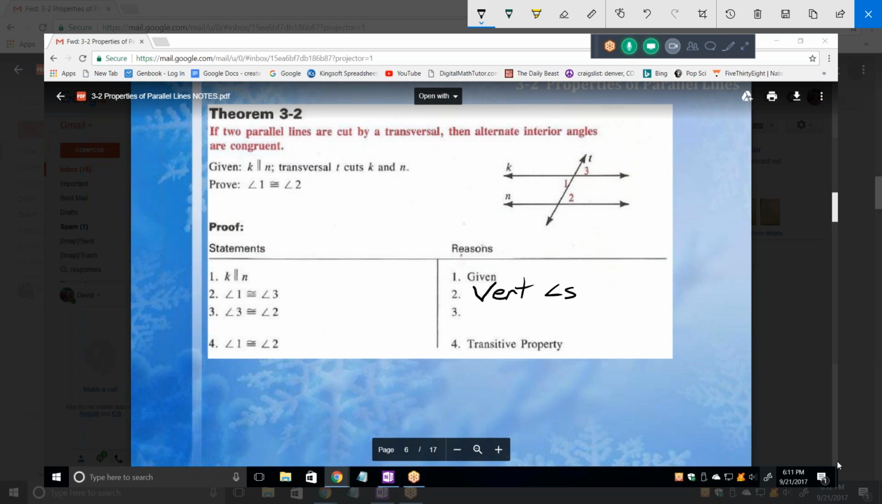Same side. No, same side angles have to be consecutive and on the same side. Well, yeah, 2 and 3 are on the same side, but they're not consecutive. We're missing that angle right below 3. 3 and whatever angle is below 3, that would be same side angles are supplementary. 3 is congruent to 2 because of a previous theorem.